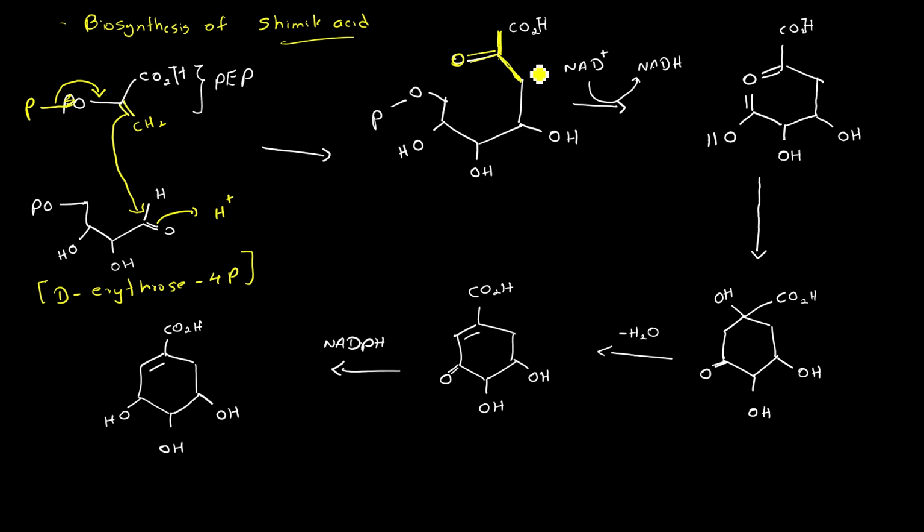Okay, so this is the PEP part. This is the newly formed bond between this carbon and this carbon. Now, due to this attack, this carbonyl group, or this double bond, picks up a proton, which forms a hydroxyl group. So basically this is an aldol condensation.